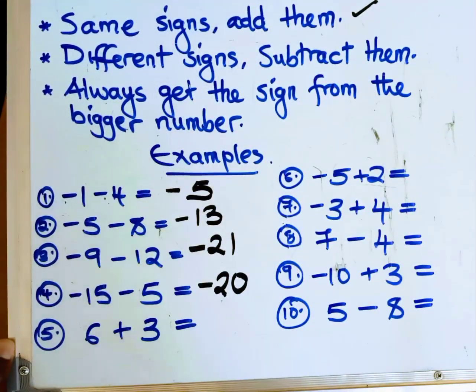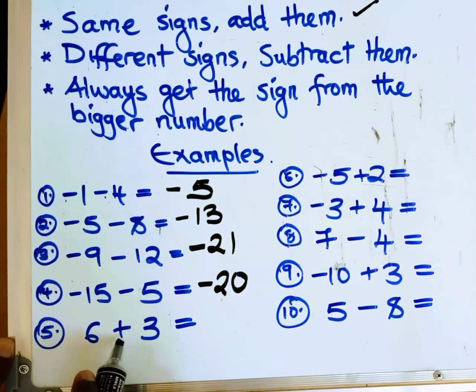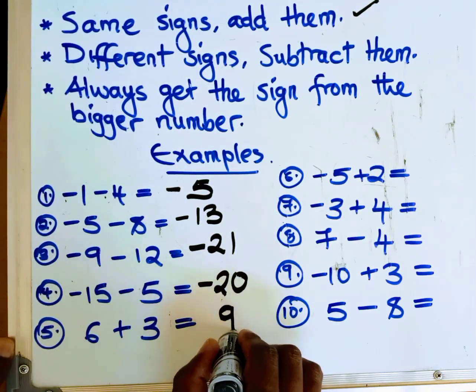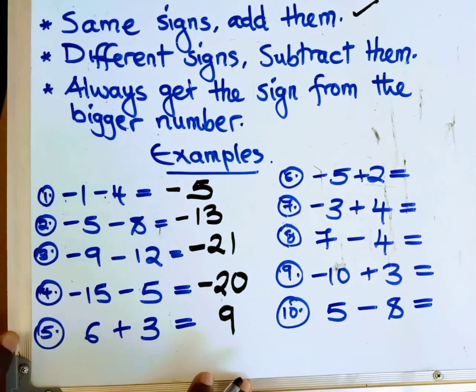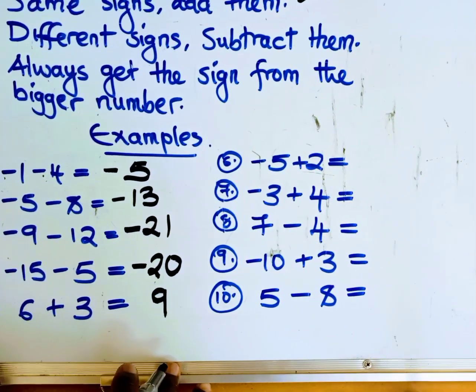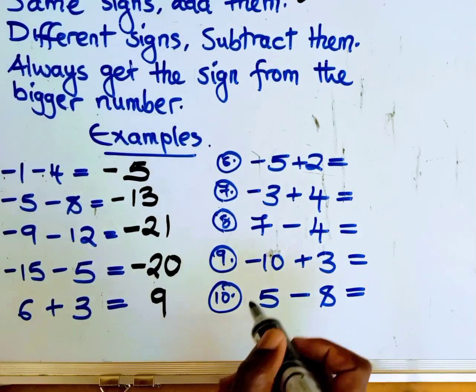Same signs, you add. Okay, so here, example number 6 says 6 plus 3. So this 6 is a positive and this is a positive. So same signs, we still add them and our answer is a positive 9 because these are all positives. Okay? Okay, let's move. Hope that you're getting something.